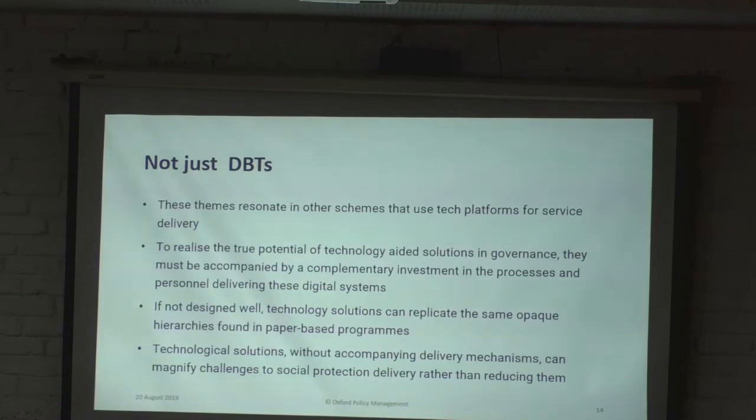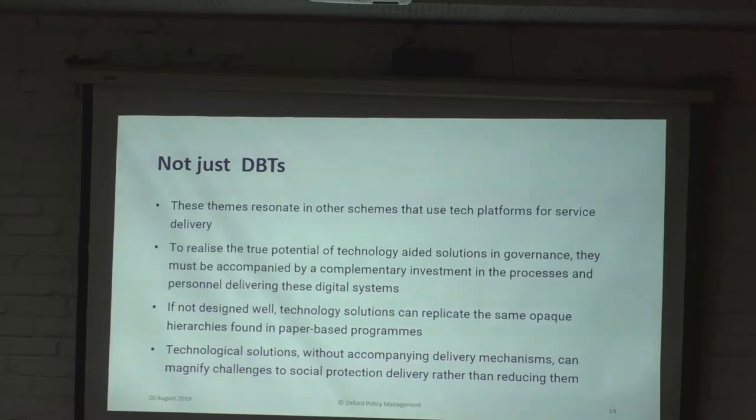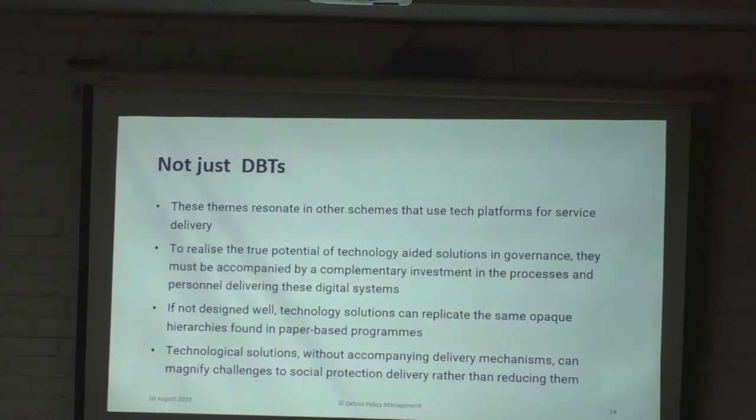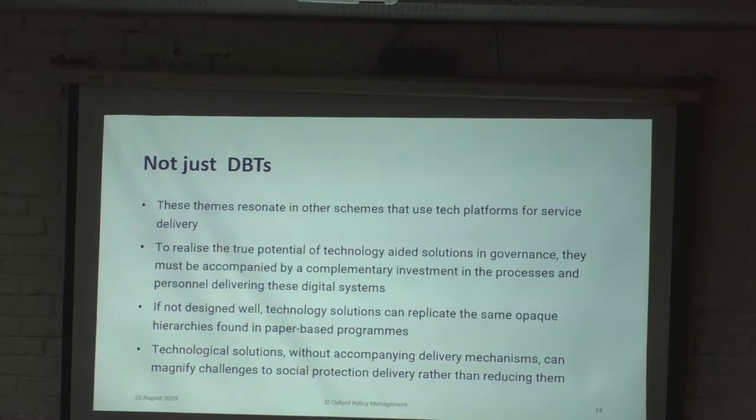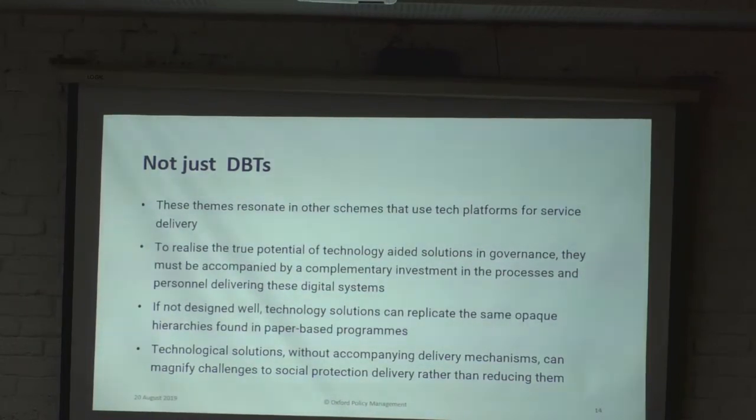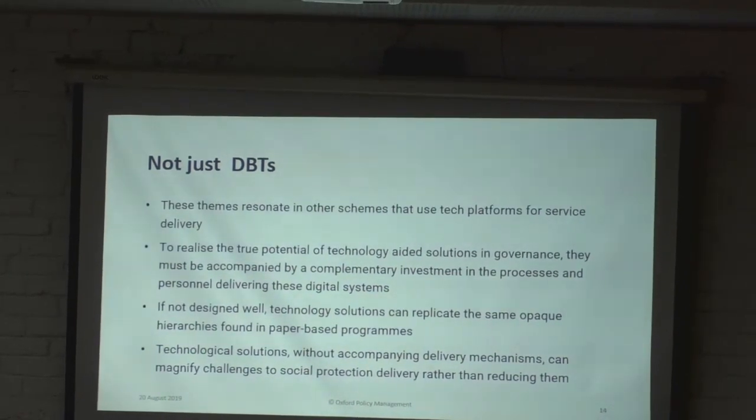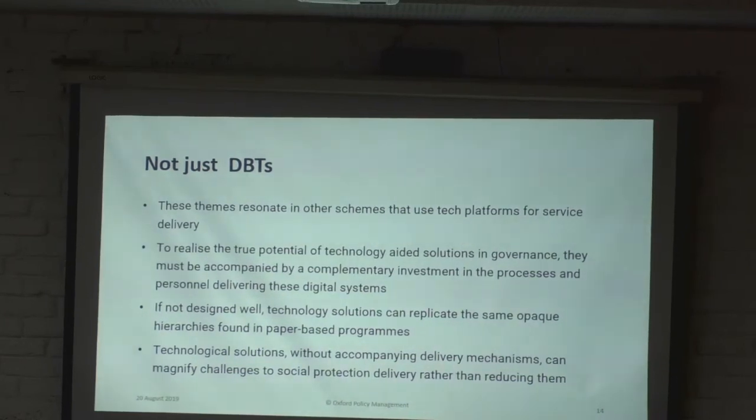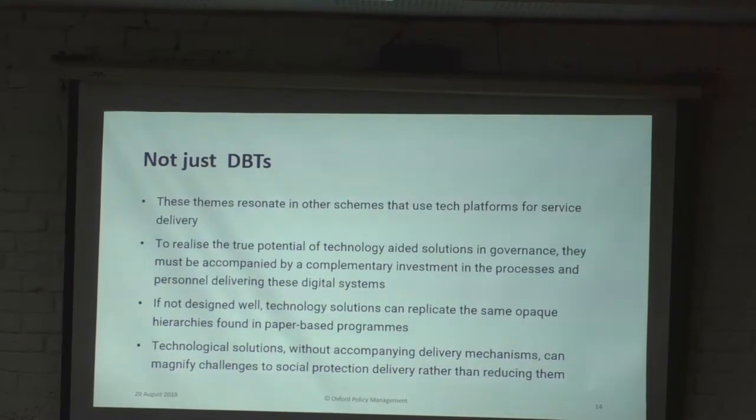Some of the key themes and capacities that I've addressed here, I've looked at through the lens of DBT programs that we've evaluated. But these are similar questions that we're seeing across other programs that use technology. If you're looking at app-based monitoring of schemes, if you're looking at social registries that help identify who the right beneficiaries are, similar themes around personnel, around systems design, around the lack of grievance redressal mechanisms keep coming up. And if we recognize that technology in the delivery of government schemes is here to stay, then these are capacity blocks that we need to address across different schemes.